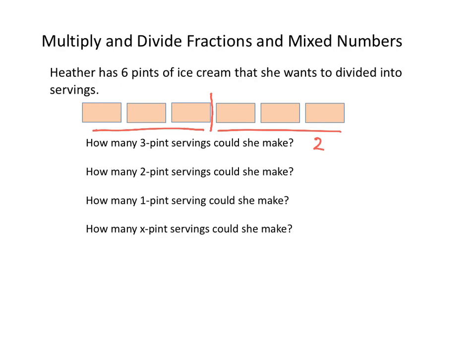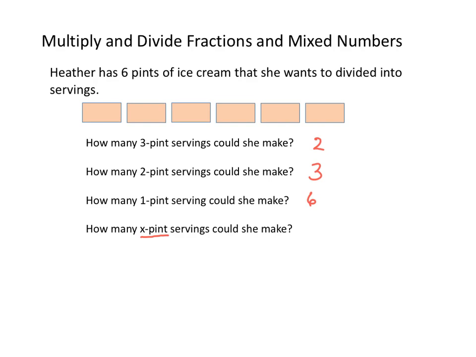All right. How many 2-pint servings? Well, let's see. Where's my eraser? So I'm going to divide this into 2-pint servings. So I'm going to divide it here and divide it here. So there's a 2-pint serving, 2-pint serving, 2-pint serving. That would be 3 2-pint servings. Okay. How many 1-pint servings? Well, if she has 6 pints, there would be 6 1-pint servings. How many X-pint servings?